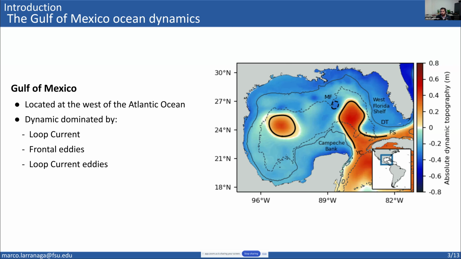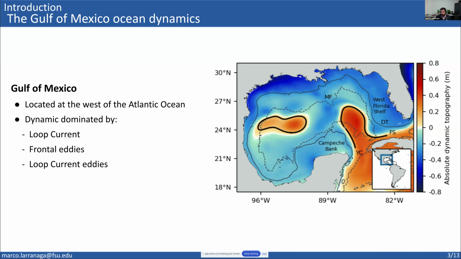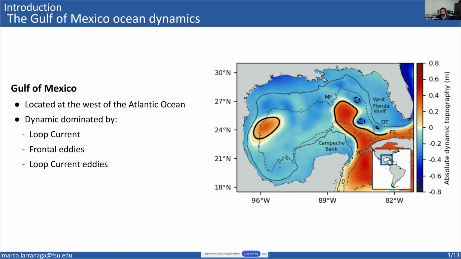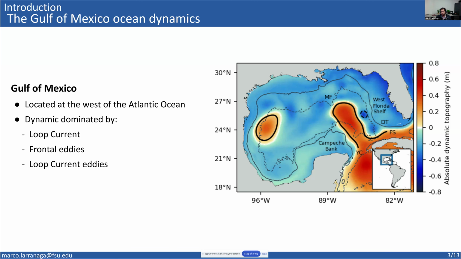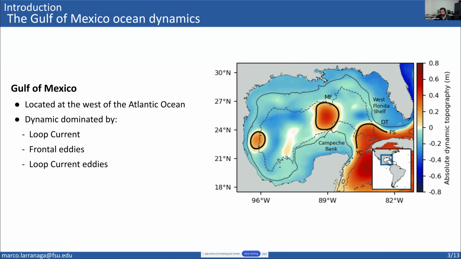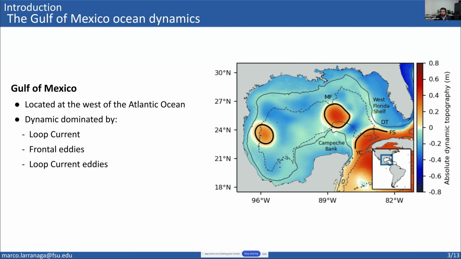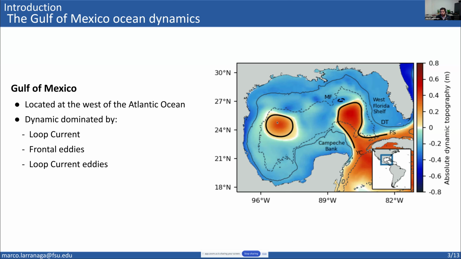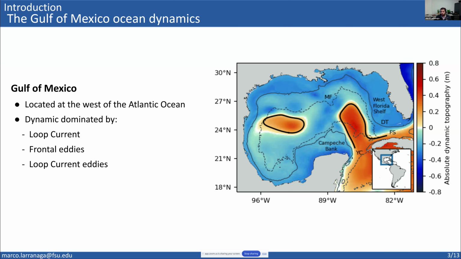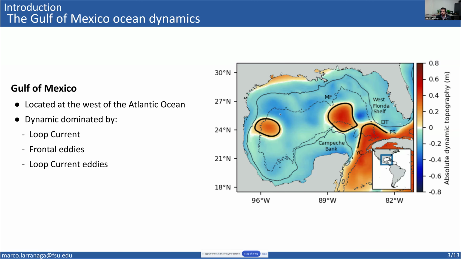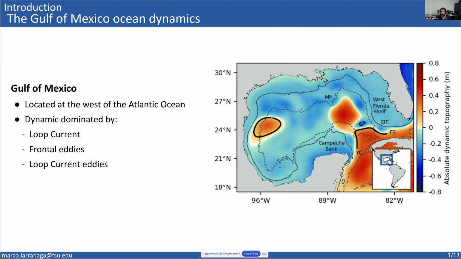And this current constantly is detaching these large anticyclonic eddies that are called loop current eddies. And those eddies can be reattached several times until they find a separation that is going to occur when the eddies are able to travel to the west. So these eddies are important to the Gulf of Mexico dynamics because they are an important source of heat. They transport warm water from the Caribbean into the Gulf of Mexico, and they are spreading this warm water until they travel to the west.